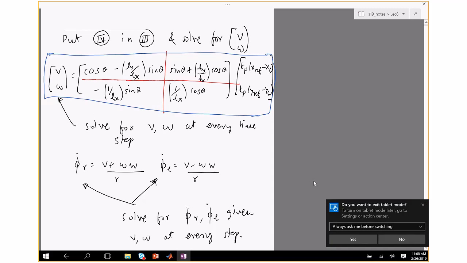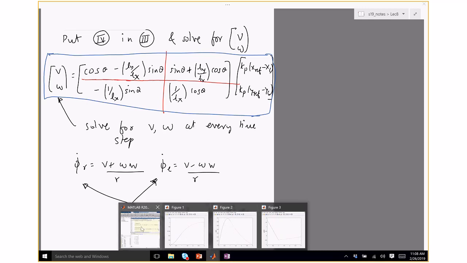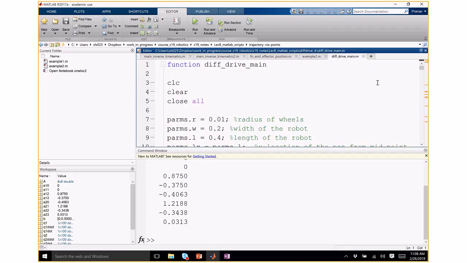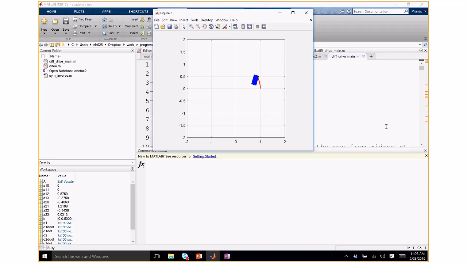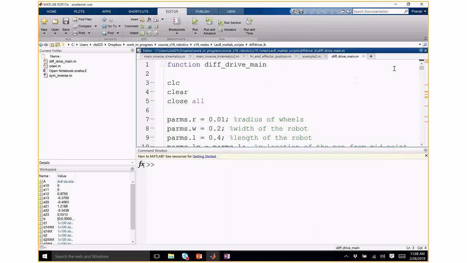I'm going to show you MATLAB code which draws shapes using exactly this idea. So let me first run this code to see what comes out of it. I'm getting the car to draw a circle. Okay, so let me just dive through the code.